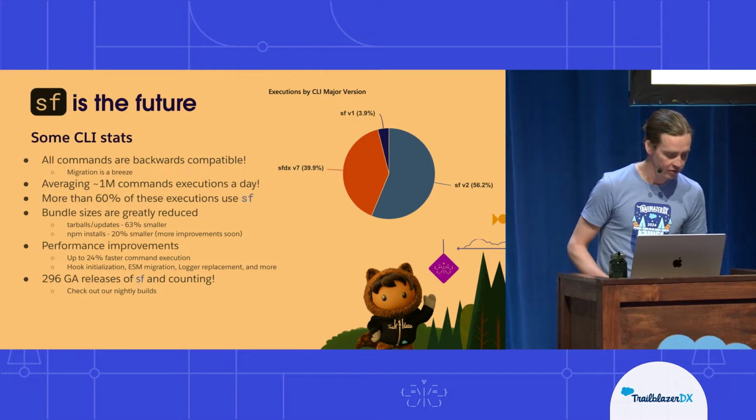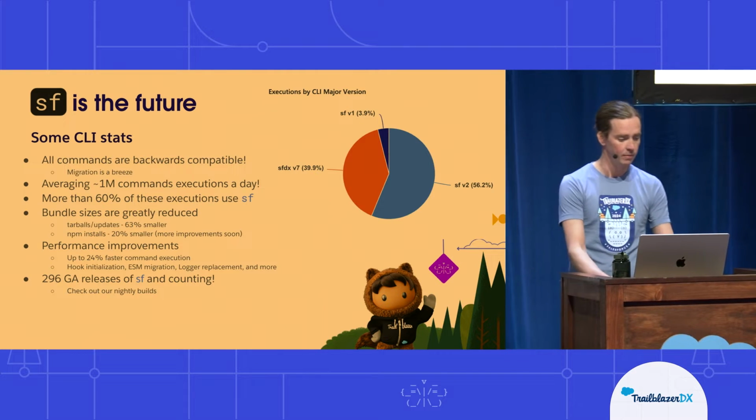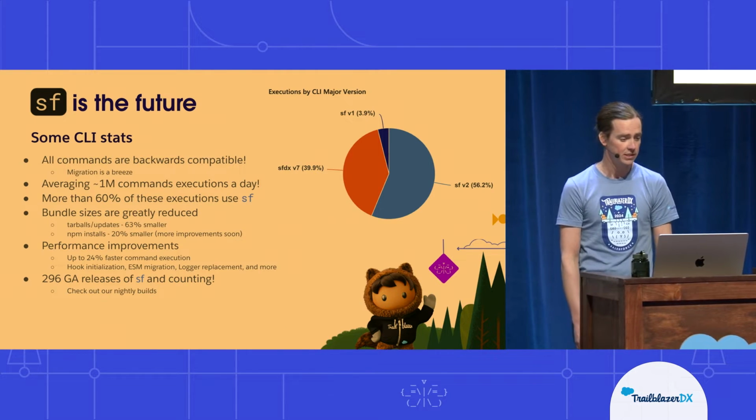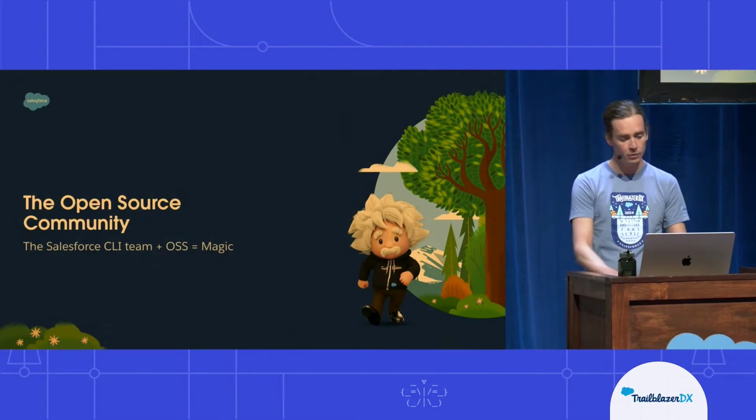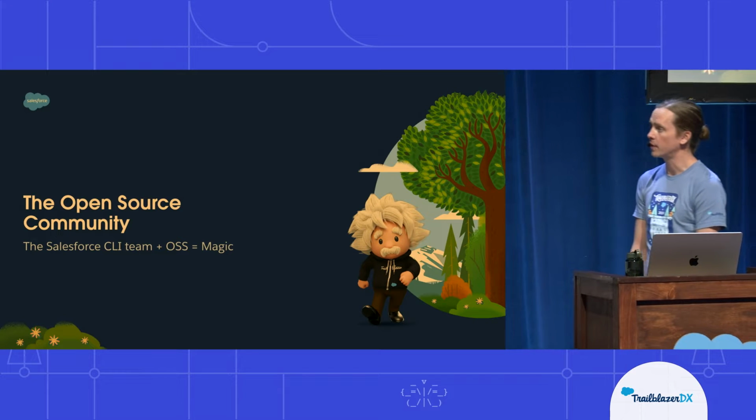And with the help of our nightly releases, since July of last year, we're at 296 generally available releases of SF and counting. So if you want the latest and greatest of every plugin, you should check out our nightly build and get a fresh CLI every single morning. And with that, I'm going to hand it over to Willie, and he's going to talk about our open source community.